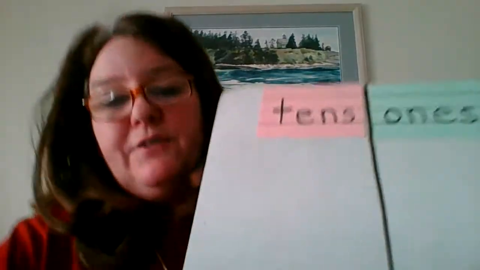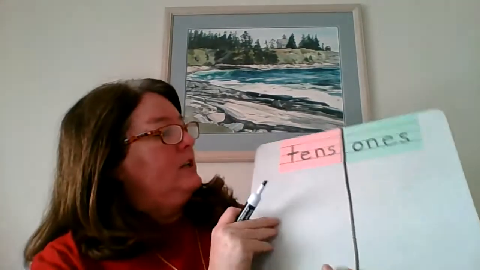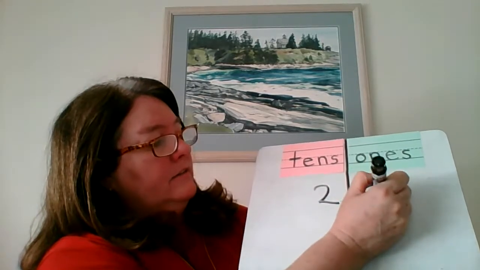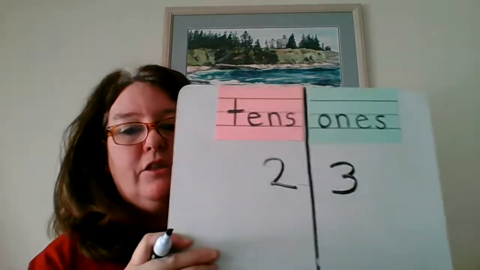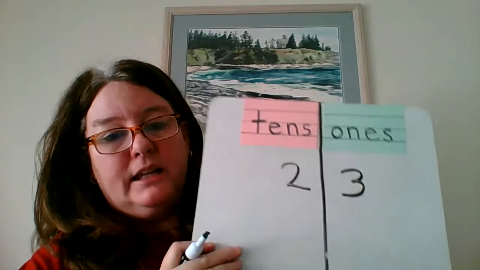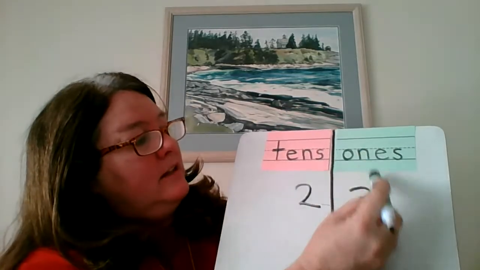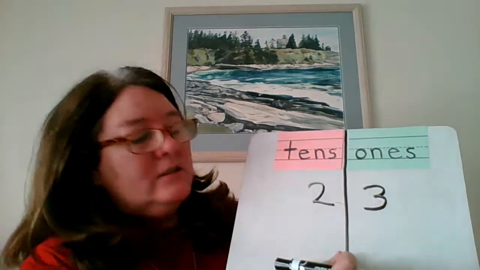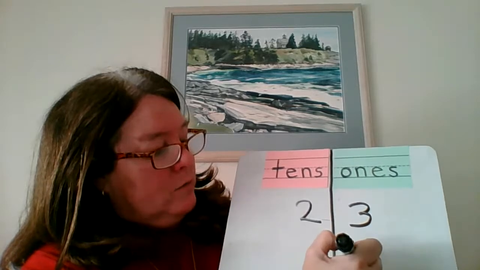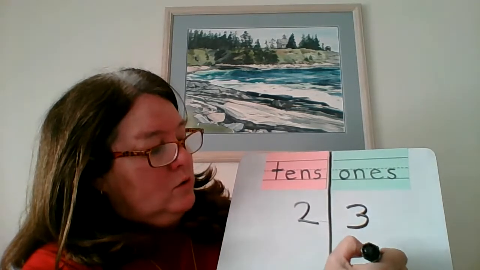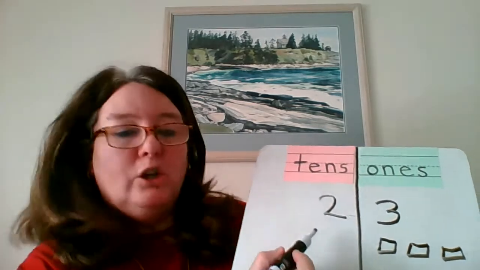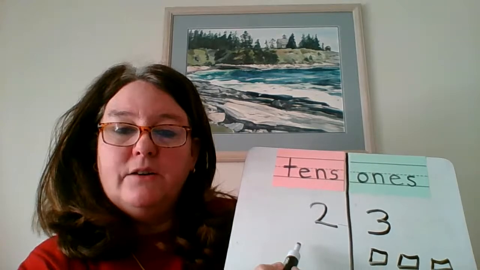So here's my board for tens and ones. And I'm going to start with the number 23. Here's the number 23. Now each number has a different value according to where it's located. You can see the 3 is in the ones place. So that means there's just 3 ones. 1, 2, 3. I'm going to draw squares for the ones, just like the cubes in school. Here are 3 ones.